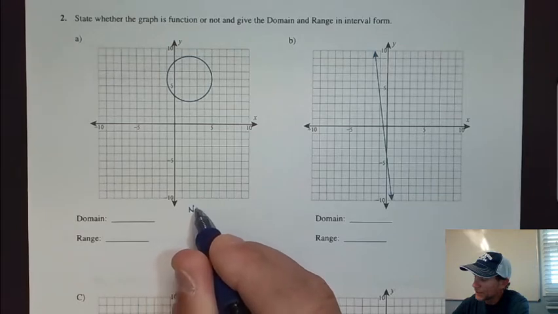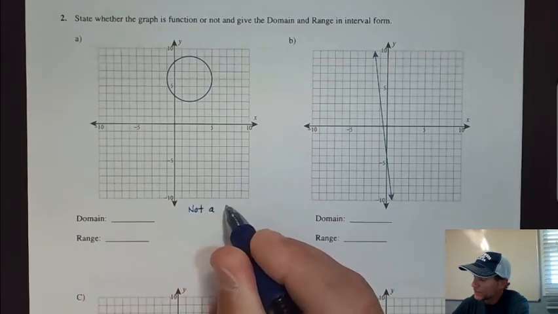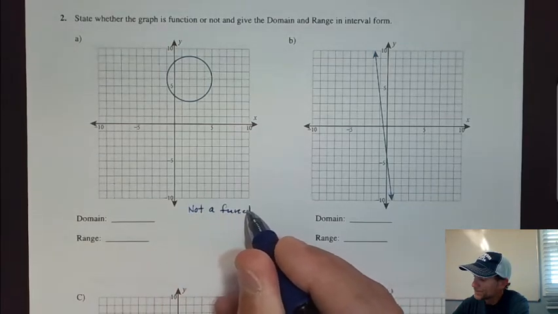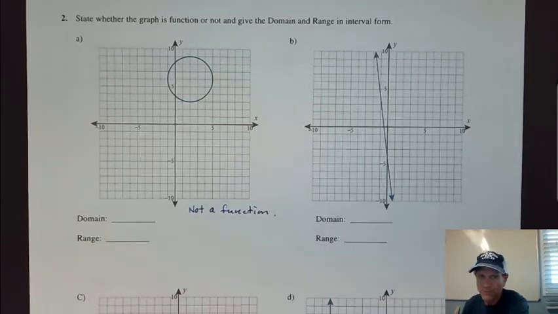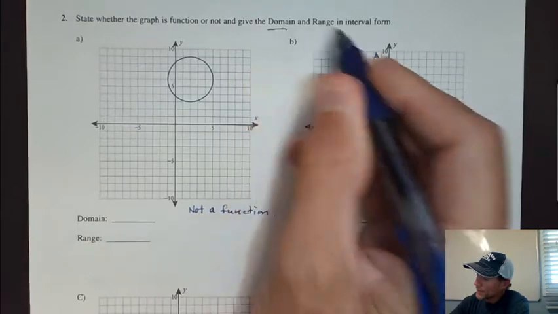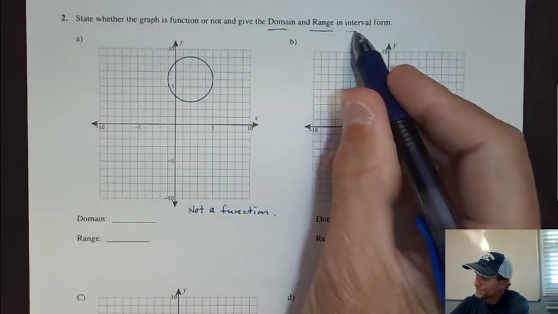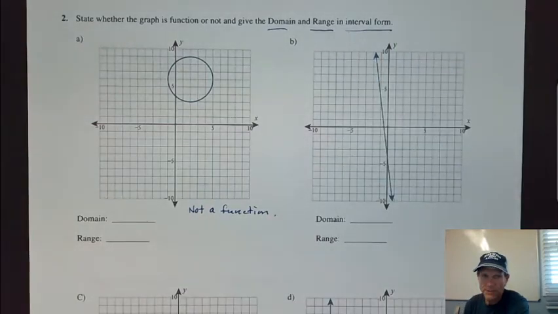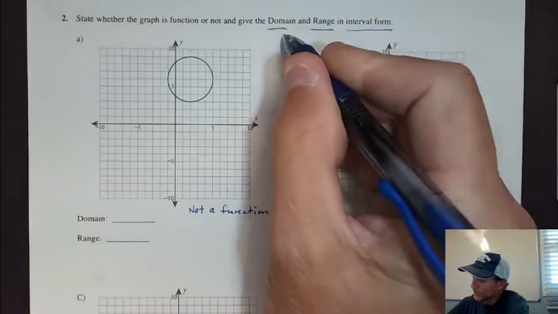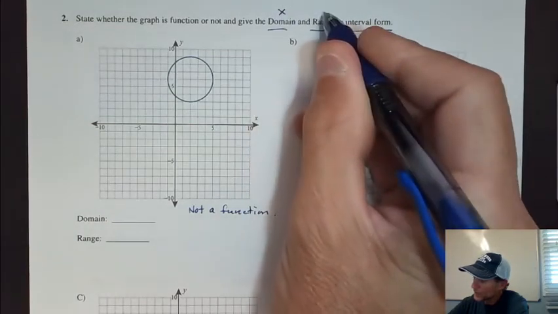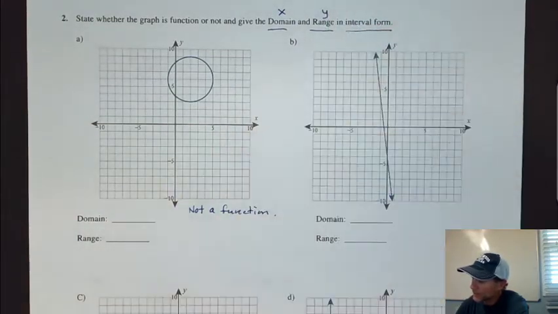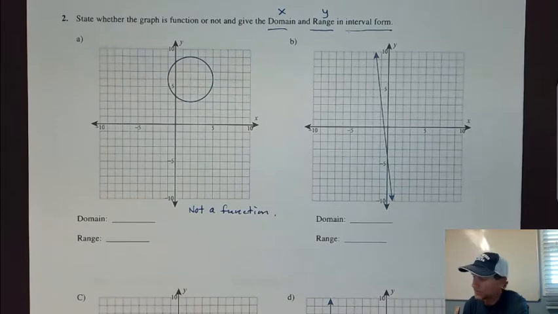Okay, not a function, because it fails the vertical line test. Then next it says to find the domain and the range, okay, in interval form. And the way this works is that the domain are the x values of the function, and the range are the y values of the function or the relation.